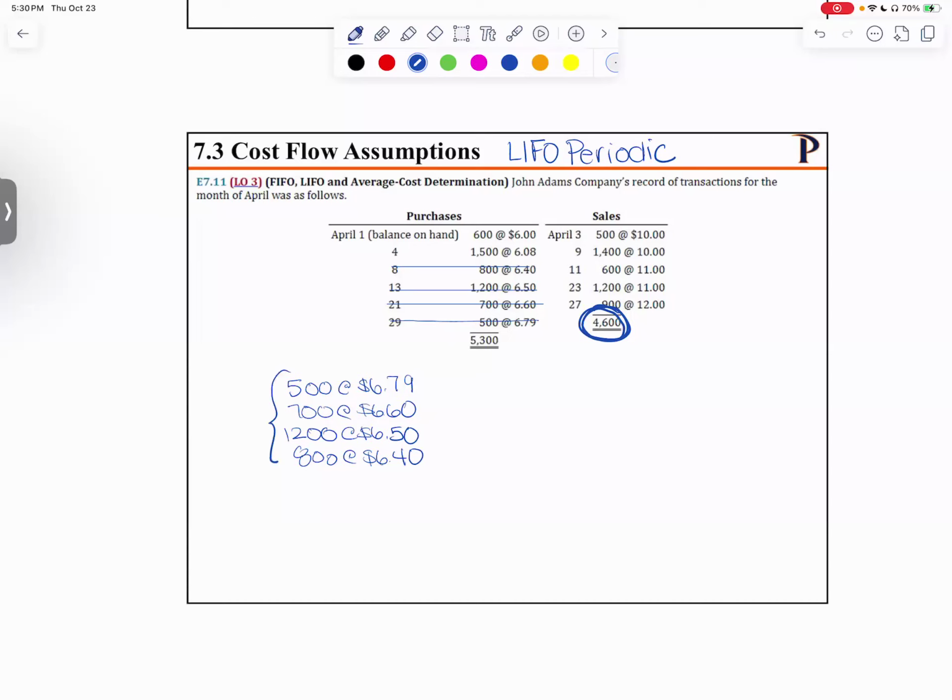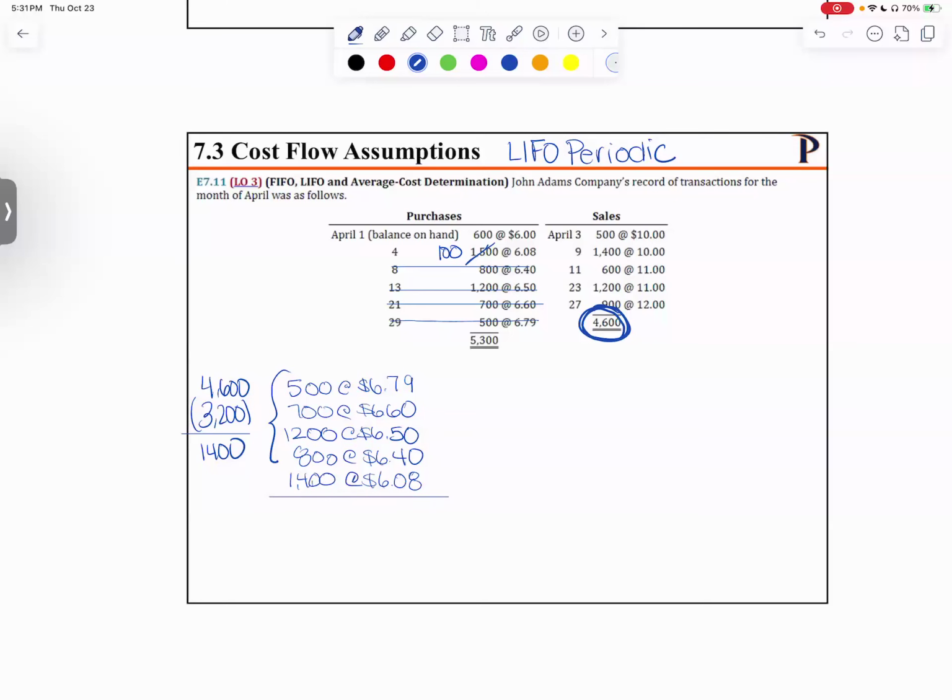So far, we've accounted for 3,200 units. We need to get to 4,600. If we take the difference between those two, we'll get 1,400. If we look at our purchase on the 4th, we had 1,500 units. So we only need to pull 1,400 of those. We'll leave 100 of those in our ending inventory. We'll record 1,400 at $6.08 in our cost of goods sold.